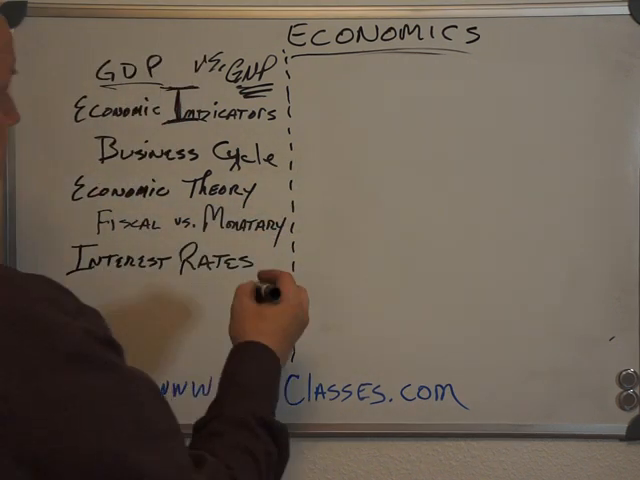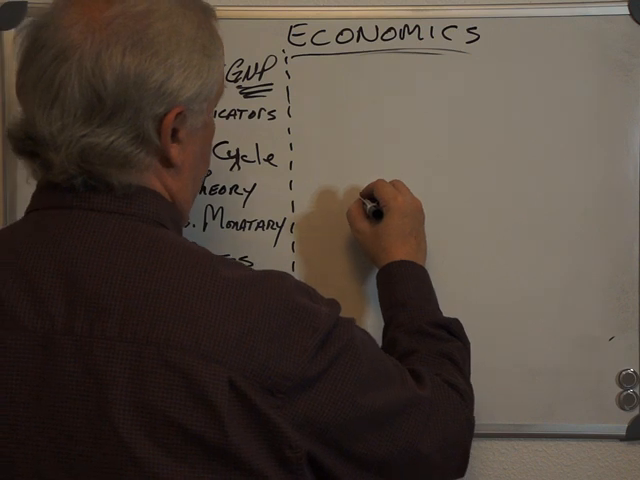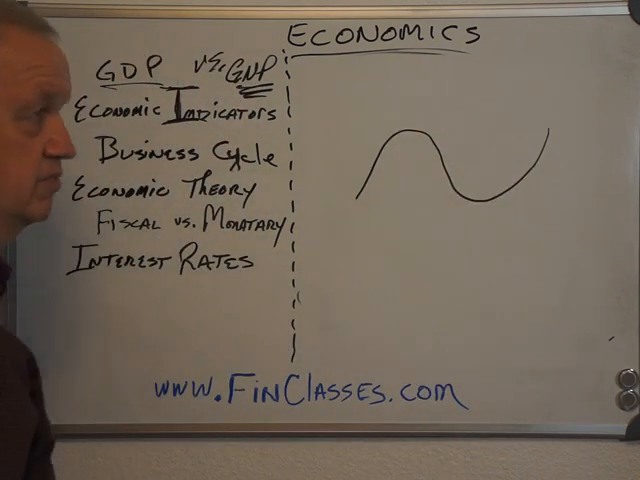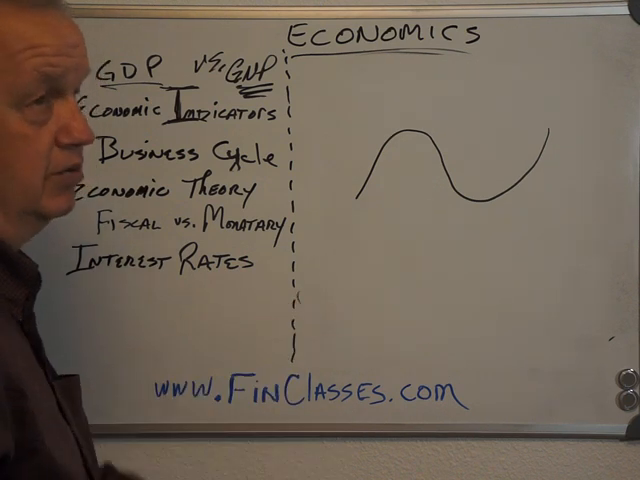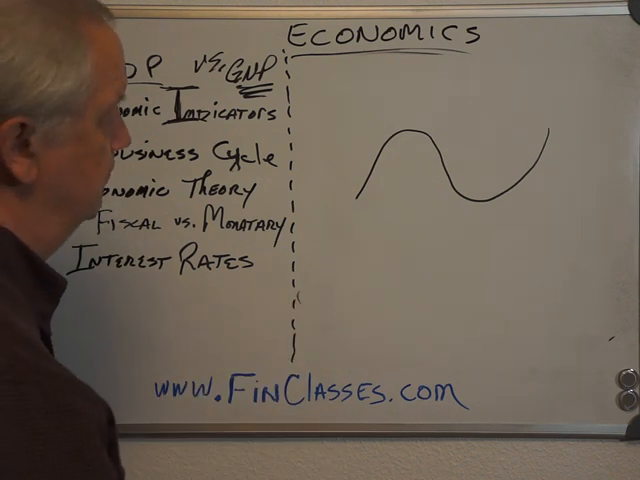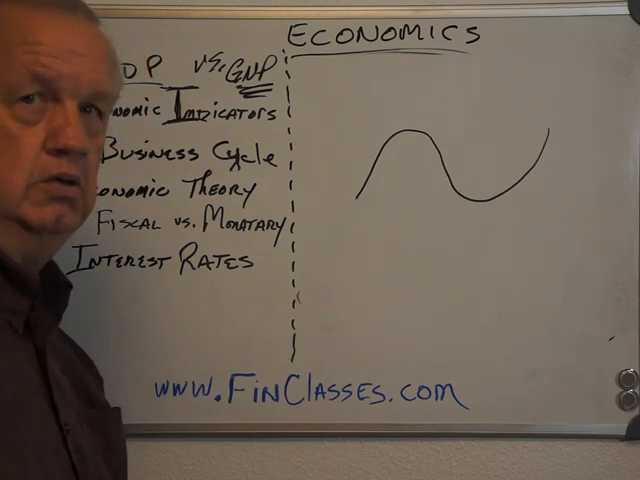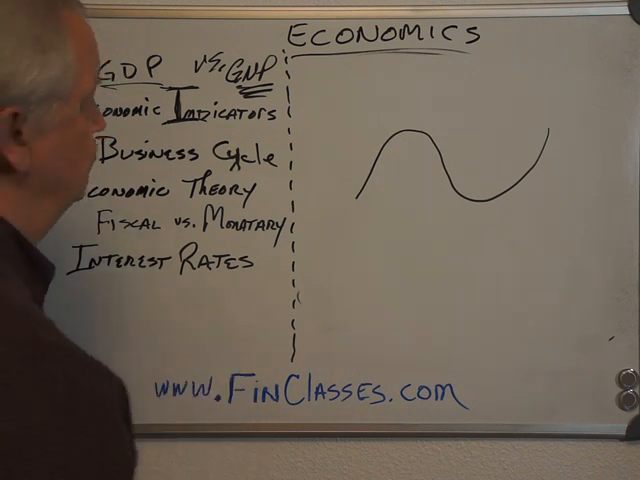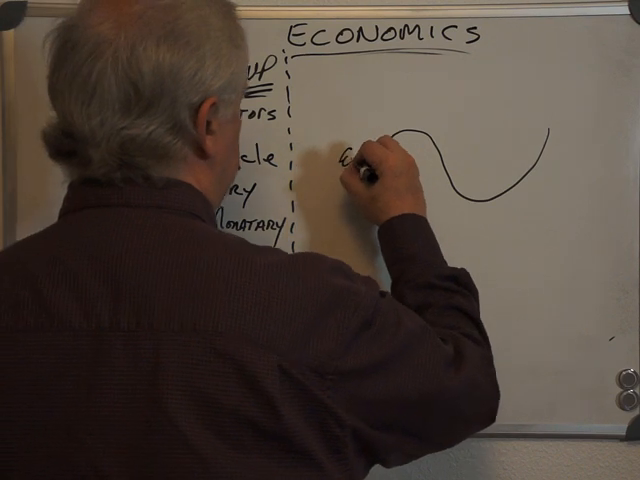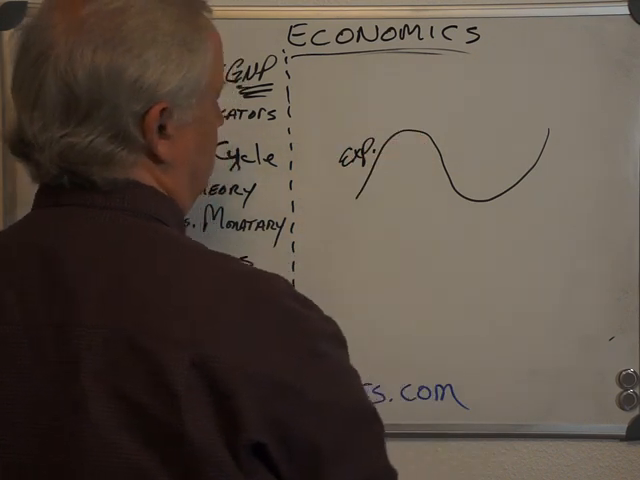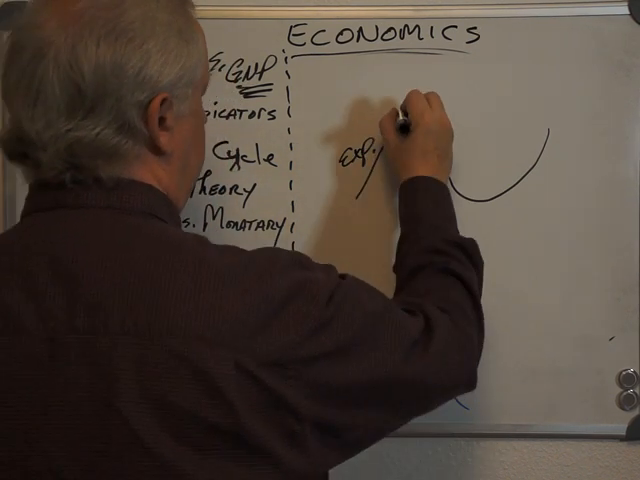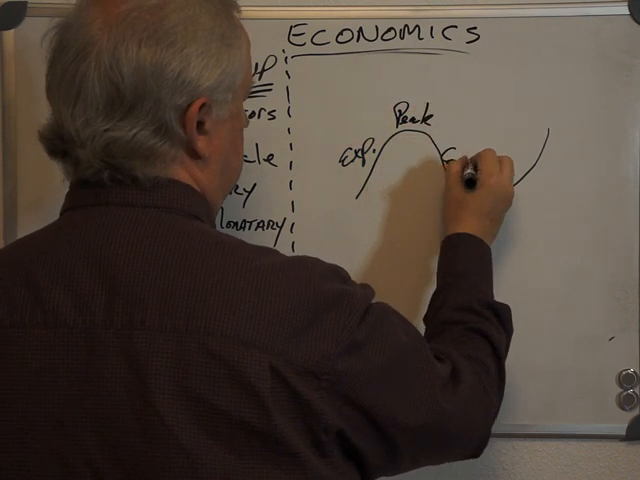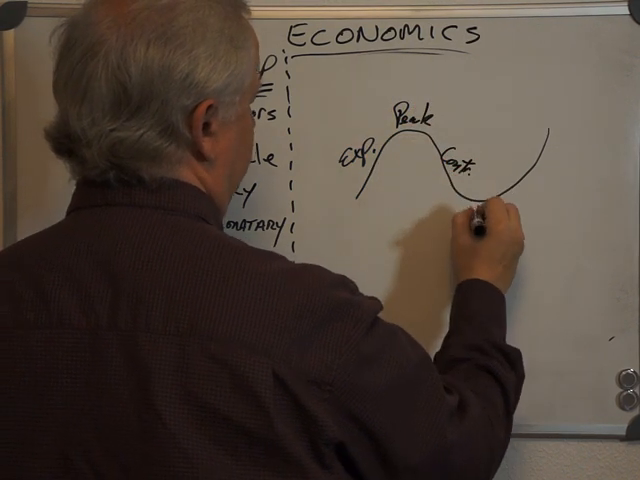Next on the line is the business cycle. And I've been seeing this, I'm 62 years old, so I've been seeing it for about 47 years. In my later years in high school, I started seeing this. So what do we got here? We got expansion. We got peak. Contraction. Trough.